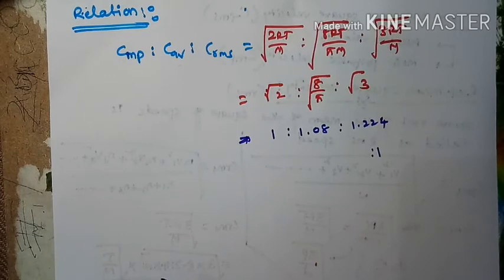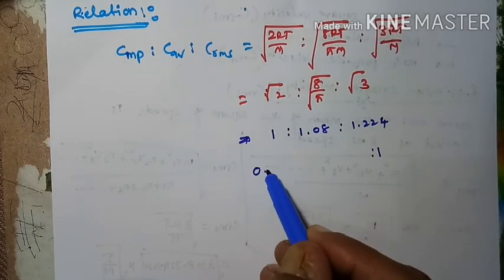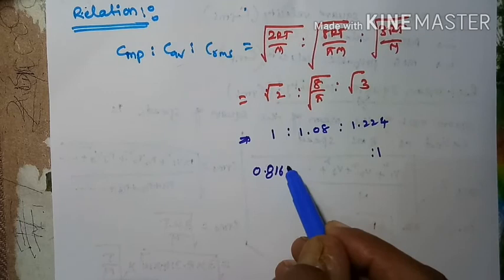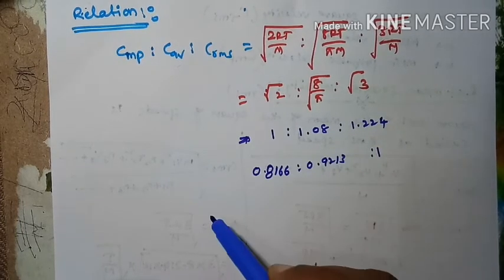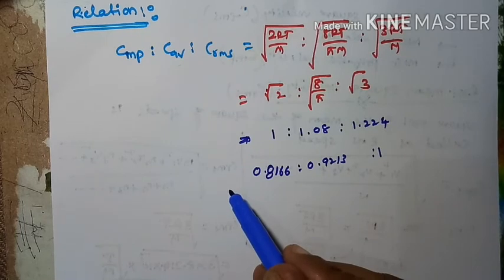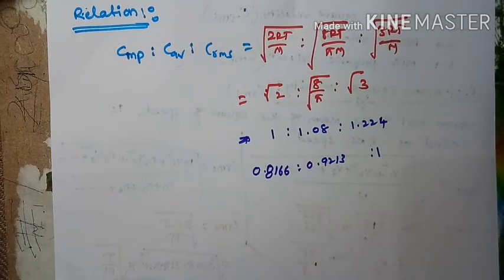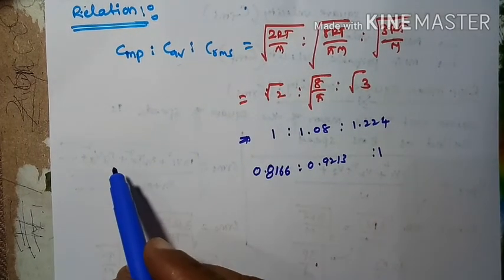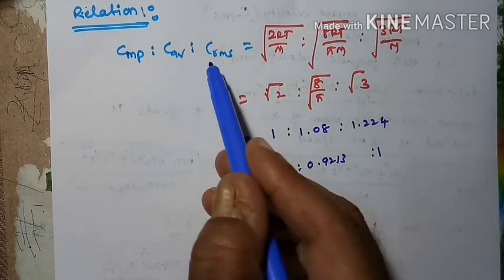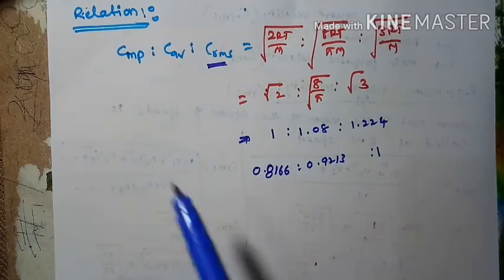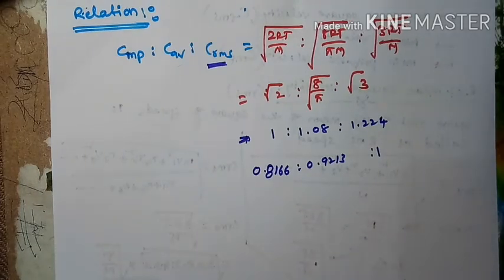So RMS velocity I will get 1. This one I will get 0.8166, and this one I will get 0.9213 is to 1. So these are the ratios among these different molecular velocities. Whenever we are doing problems and velocity is asked, we calculate the RMS velocity only. From that RMS velocity is converted into different types of velocities.